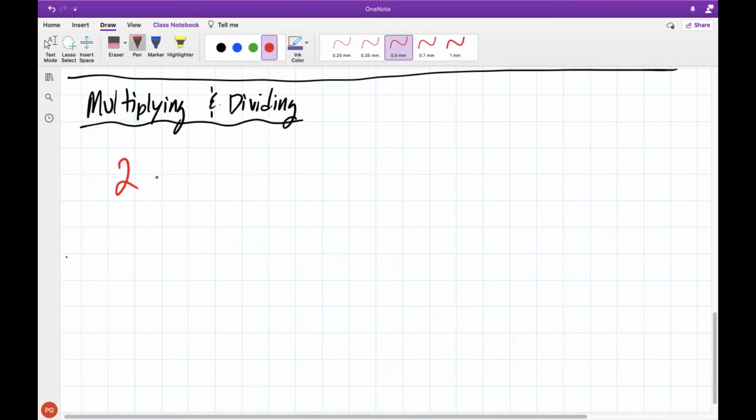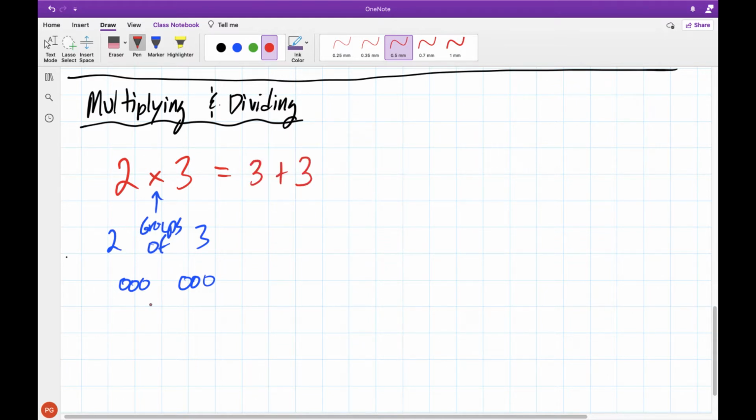So if we think about the mathematical question 2 times 3, the way you might have understood this is that multiplication really means groups of. So this is saying 2 groups of 3. If we have 2 groups of 3, we could imagine drawing this out. We've got 3 over here, 3 over here. 3 plus 3 gives us 6. So another way we could write this out, 2 groups of 3 is the same as 3 plus 3, which gives us a total of 6.